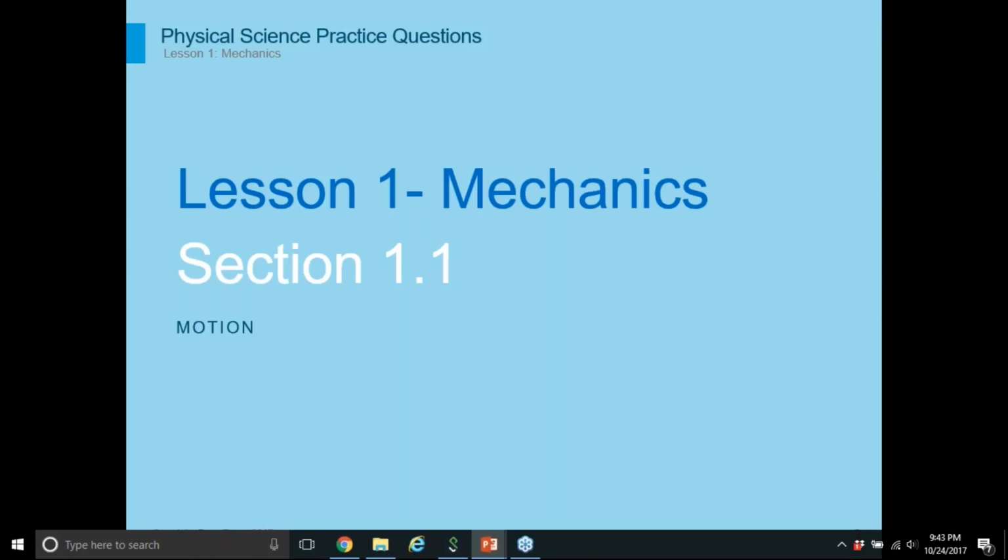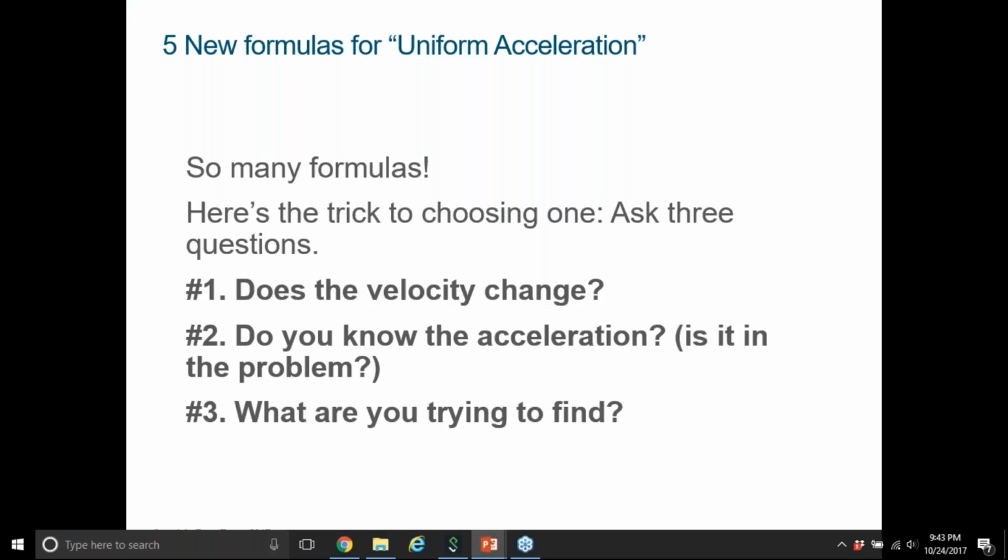We're going to be finishing up mechanics section 1.1. We had so many formulas in this that we decided to split it up into two videos. The first video had the formulas from the beginning of this section, and this is starting where we get 5 new formulas in the section called uniform acceleration.